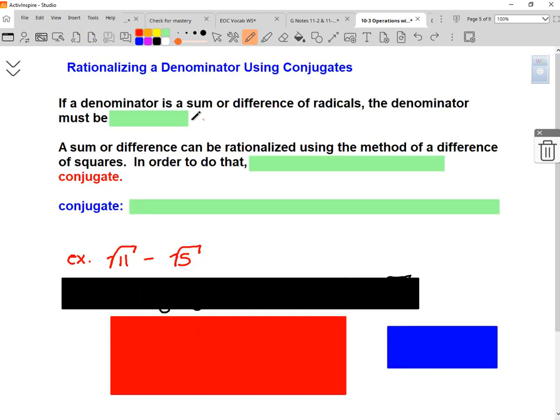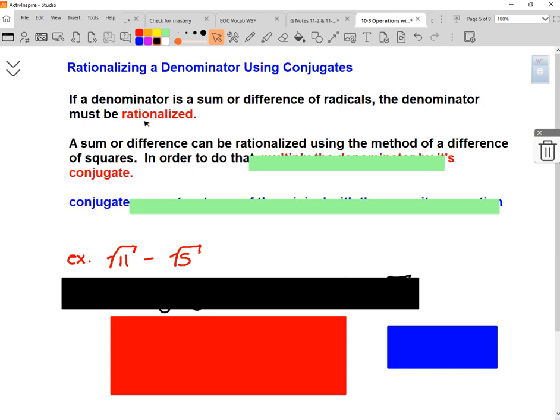So here, if a denominator is a sum or difference of radicals, the denominator must be, this is what you're filling in, rationalized. So this red is what you're writing in your blank. A sum or difference, that means if we're adding 2 terms or we're subtracting 2 terms with a square root in it, we can rationalize it by using the method of a difference of squares. And in order to do that, we multiply the denominator by its conjugate. Well, what the heck is its conjugate? Let's write that first. Multiply the denominator by its conjugate.